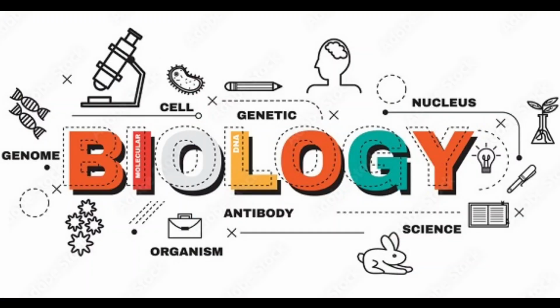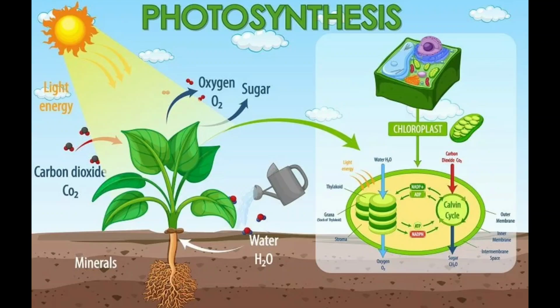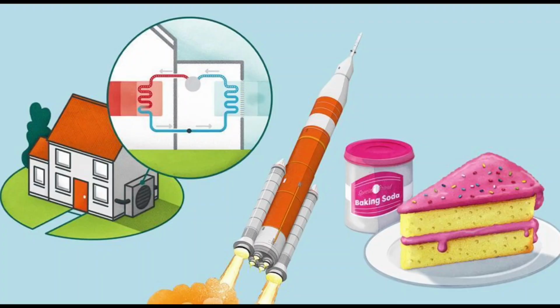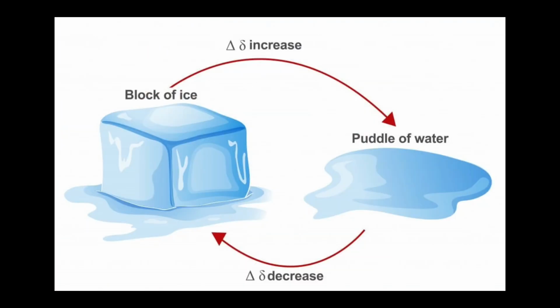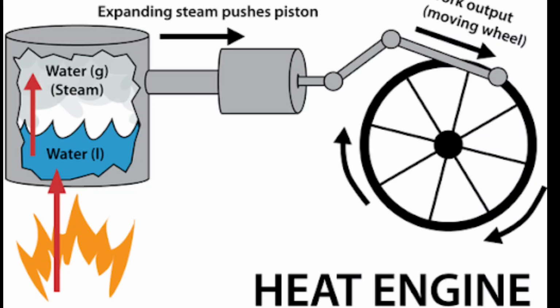About biology. Photosynthesis: plants use thermodynamics to convert light energy and water into chemical energy. Usage in daily life. Melting ice cubes: thermodynamics explains how ice cubes absorb heat from a drink, making it cooler. About heat engines: thermodynamics explains how a heat engine converts heat energy into mechanical energy.